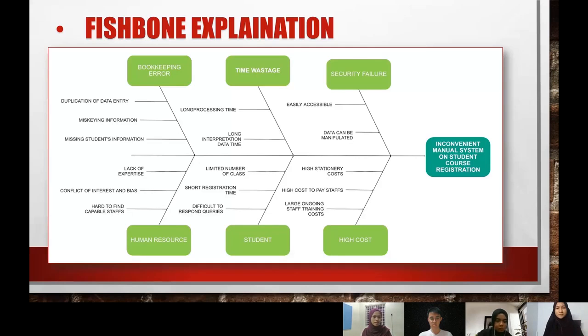And then this employee tends to miskey student information or intertwine the data, which leads to output errors. Other than that, many levels of the manual system can lead to information loss, which can then disrupt the registration process. And lastly, related to human resources, it is difficult to find capable staff, causing this process to not run smoothly. Other than that, conflict of interest and bias at work may arise among workers, which can have a negative impact.